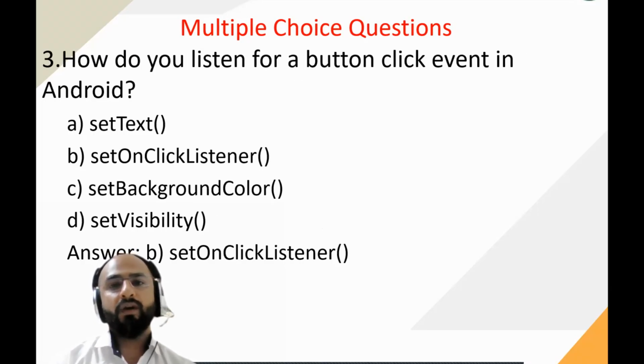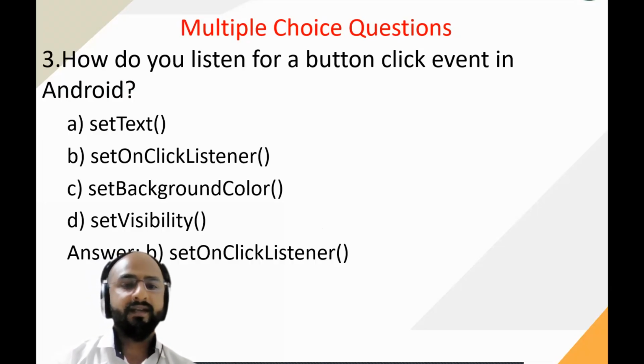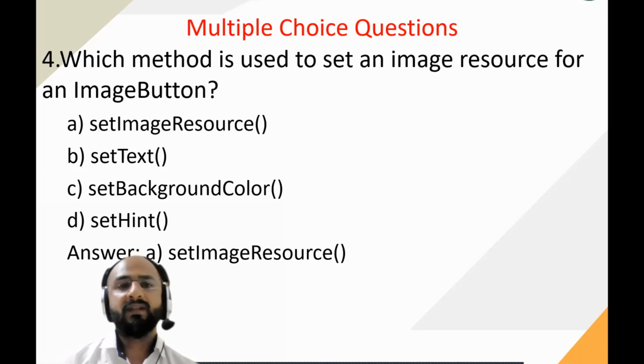How do you listen for a button click event in Android? Set text, set on click listener, set background color, set visibility. So अगर आपको कोई बटन के ऊपर क्लिक करे और इवेंट जनरेट कराना है तो उसका लिसनर कौन सा रहेगा? Set on click listener. B is the right answer.